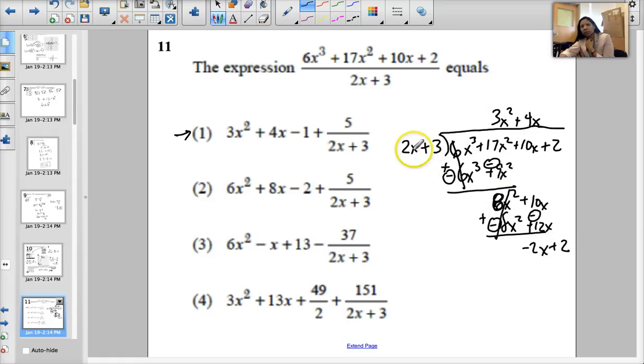And then lastly, 2x goes into negative 2x negative 1 times. Negative 1 times 2x gives me negative 2x, and negative 1 times 3 gives me negative 3. I'm going to change my signs, and I see that these cancel out, and I'm left with a remainder of 5, which was my guess all along. Woo! So my remainder is 5, and my divisor is 2x plus 3. So this right here winds up being the correct answer.